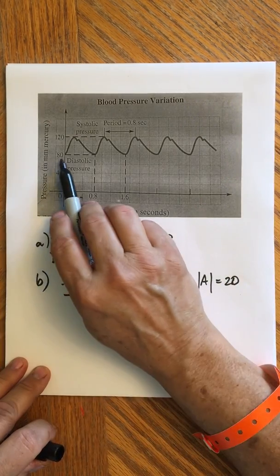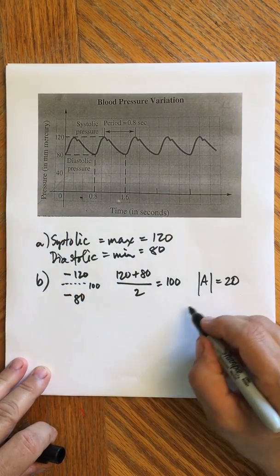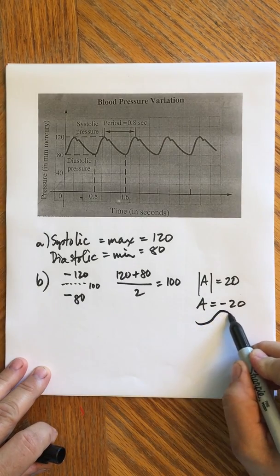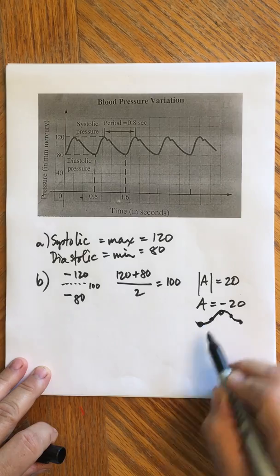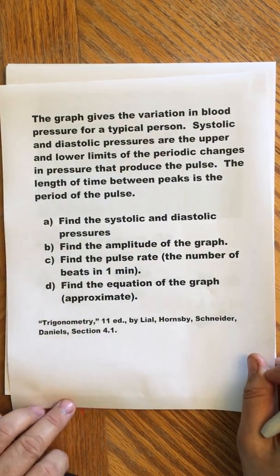But it's a reflected cosine, right? Because it starts at a min. So we know that A itself is going to be negative 20, because it looks like this, where that's a reflected cosine. Okay, so that was A and B.